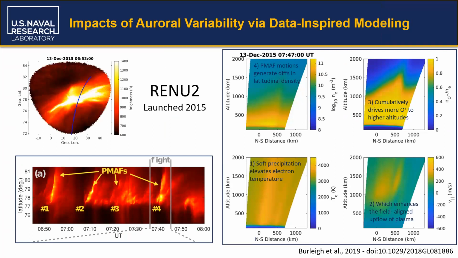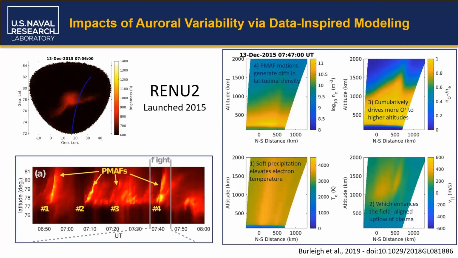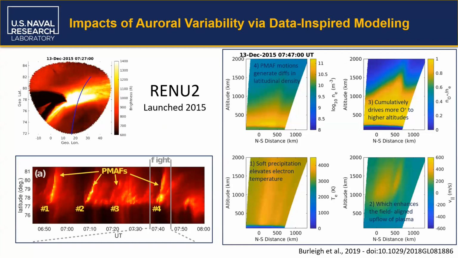So auroral motions can also have a strong impact on the ionosphere. This is from a case study of the RENU-2 sounding rocket, which was launched in 2015. On the upper left panel here, we have the all-sky imager measurements from that evening over the course of about an hour and 15 minutes, give or take, that I've put into a movie up here.